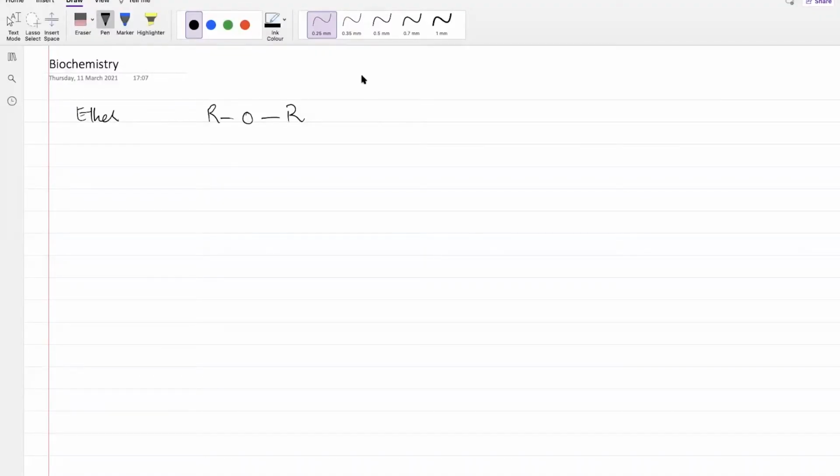Yeah, so ether is a family of compounds which have a carbon attached to another carbon through oxygen. We call this thing in the middle the linkage, okay? And over here, it's the ether linkage. It's the ether linkage that is connecting these two parts of carbon together.